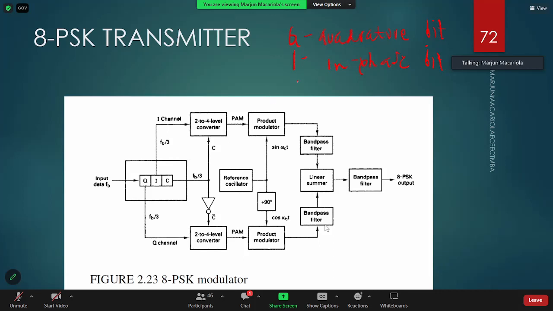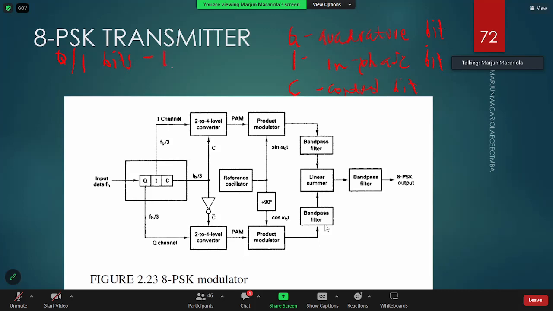C is the control bit. Okay? So we have 3 bits, namely the QIC. The Q stands for the quadrature bit. I is the in-phase bit. And the C is the control bit. So one of the things you need to remember is that the Q and I bits represent the polarity.